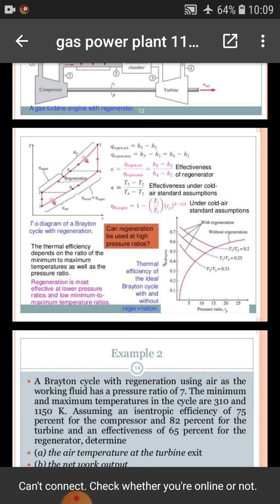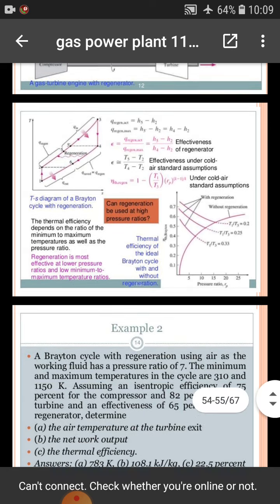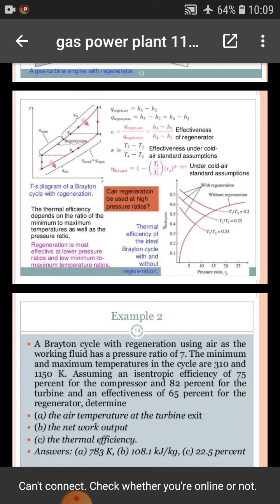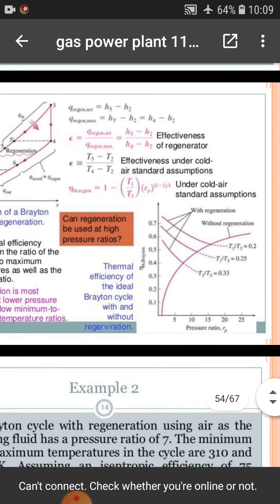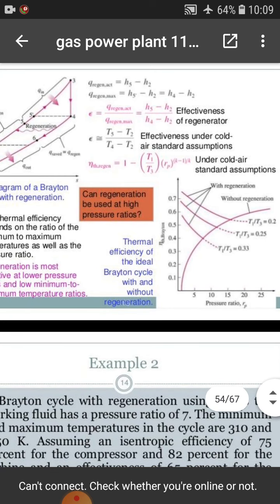Here the figure shows the TS diagram of a gas turbine engine with regenerator. Q regeneration actual equals H5 minus H2. Q maximum equals H5 minus H2, equal to H4 minus H2. Effectiveness equals H5 minus H2 upon H4 minus H2. Effectiveness is approximately equal to H5 minus H2 upon H4 minus H2.